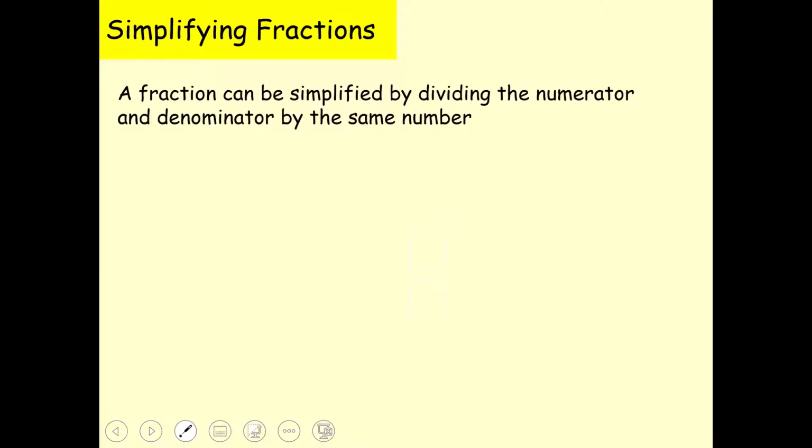And again, a little reminder on simplifying fractions. So a fraction can be simplified by dividing the numerator and the denominator by the same number. So if we had 3/6, we can simplify this by dividing top and bottom by 3.